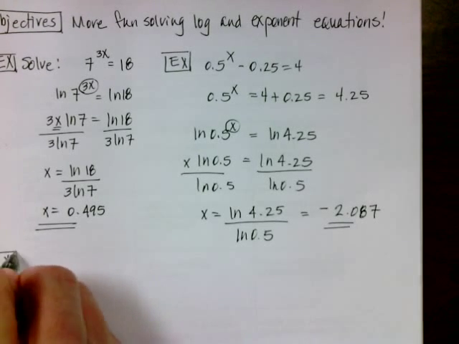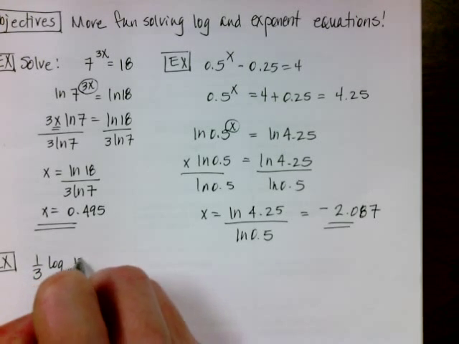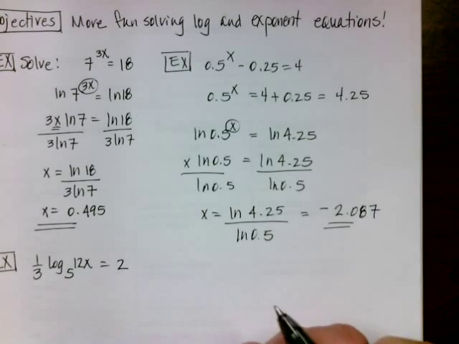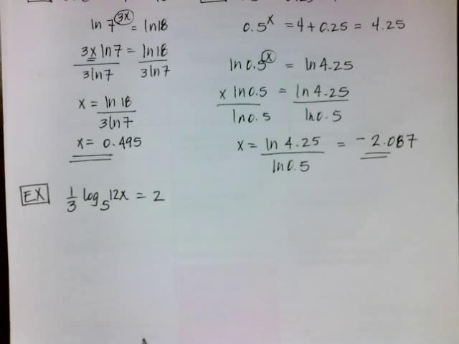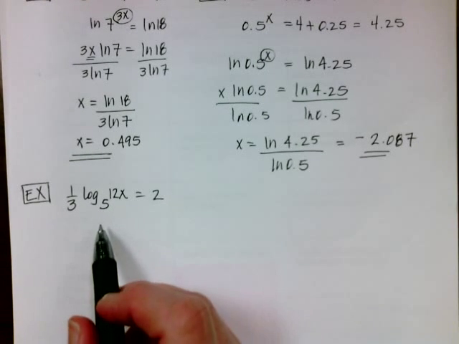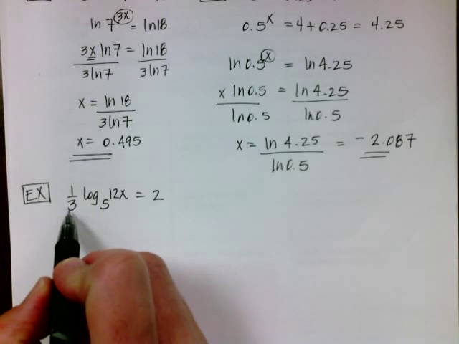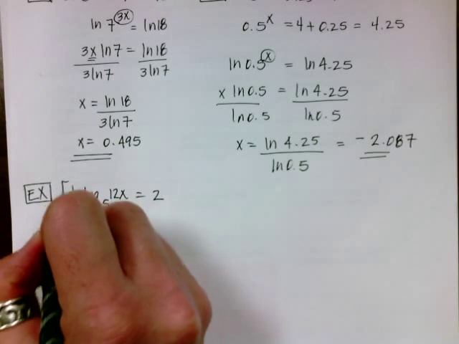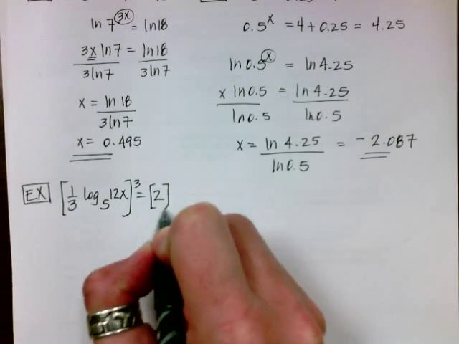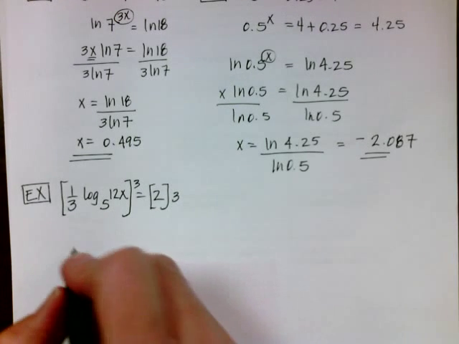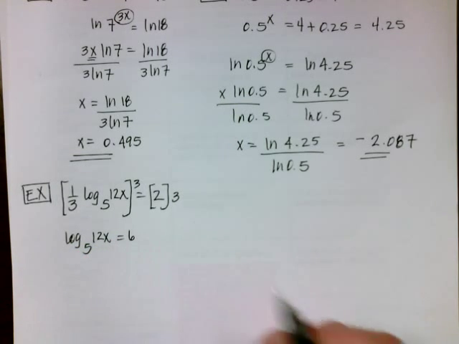Here's our next example. I'm going to have 1/3 log base 5 of 12x is equal to 2. In this one, you're in log form, and typically if I want to solve from log form, I'm going to go back to exponent form. So the first thing that I need to do is manage this third. I'm going to multiply both sides of the equation by 3. So I'm going to get the log base 5 of 12x is equal to 6.